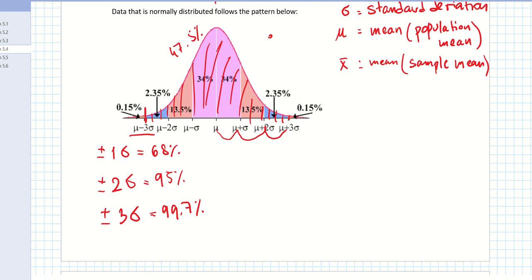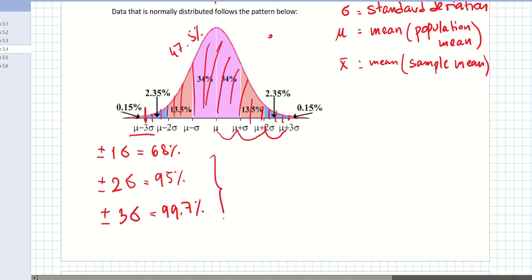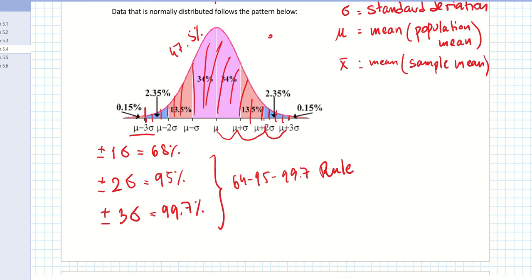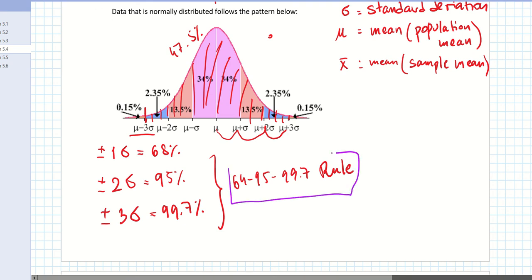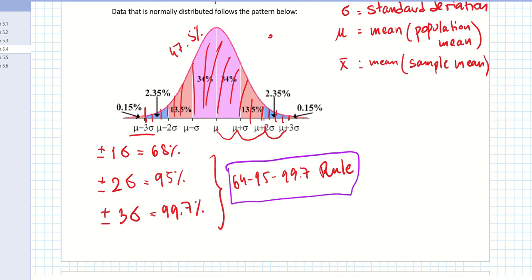And actually, this is called the 68-95-99.7 rule. Okay, so that's one thing you're going to have to remember for this section of the statistics course: that rule. That's one thing we need to know, because this will help you answer a lot of the questions without doing a lot of the math.